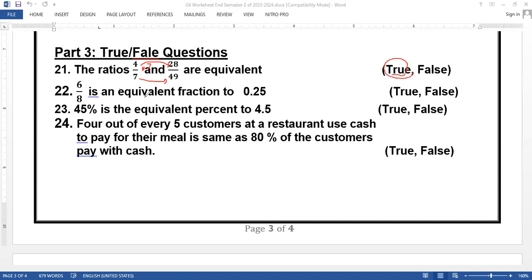6 over 8 is an equivalent fraction to 0.25. 0.25 means 1 over 4, a quarter. 6 over 8, is it a quarter? No, so false. Because 6 over 8 is 3 over 4.